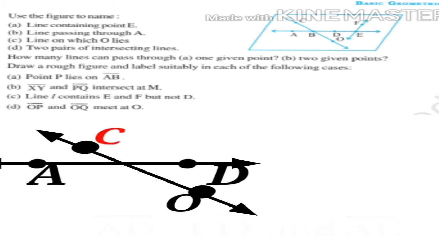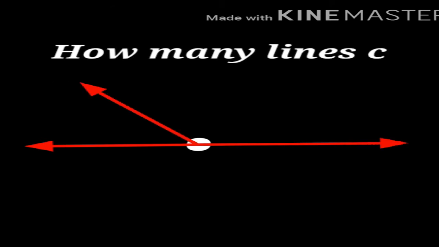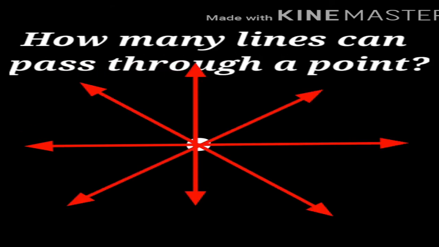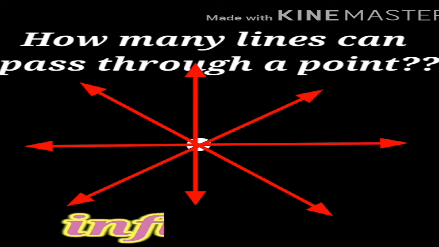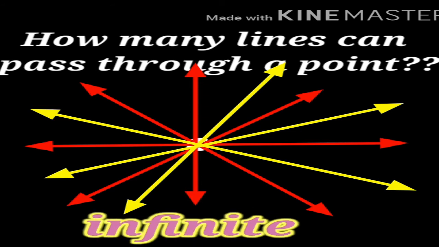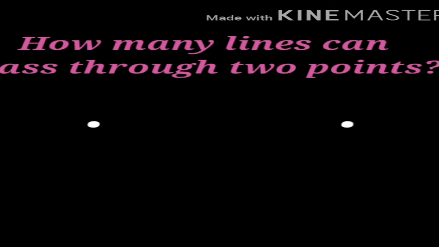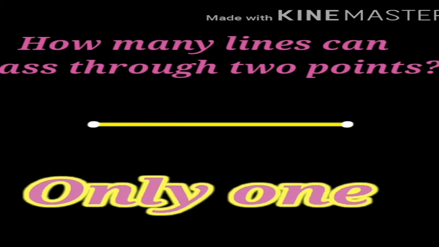Two pairs of intersecting lines. Here we have the pairs AD and OC, and AE and FE. These lines are intersecting. How many lines can pass through a point? As you can see in the picture, an infinite number of lines can pass through a single point. And how many lines can pass through 2 points? Only one line can pass through 2 points.